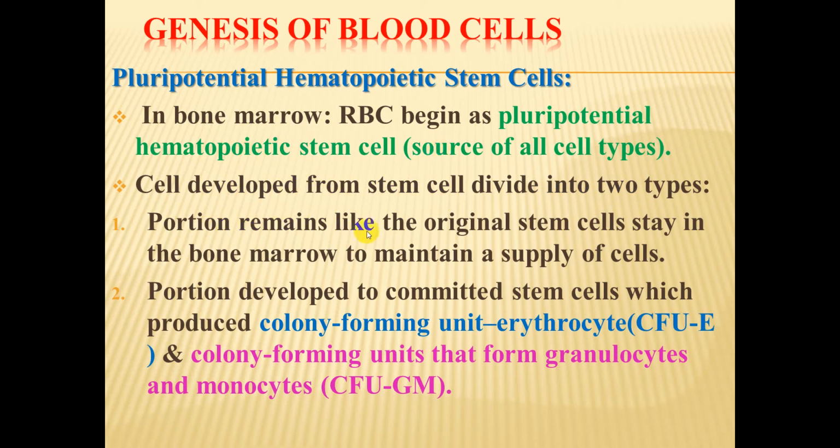Portion remain like the original stem cell, stay in the bone marrow to maintain supply of cells, and portion develop into the committed stem cells, which produce two types of subdivision: colony-forming unit of erythrocyte and colony-forming unit of granulocyte and monocyte. بمعنى إن أنا السيلة أعتقد أكو فيجر يوضحها إلي.